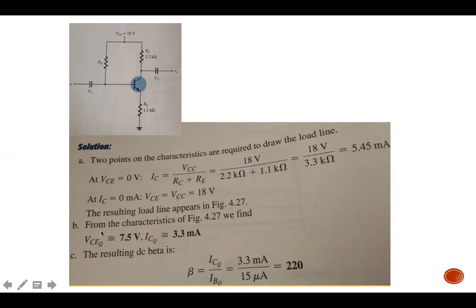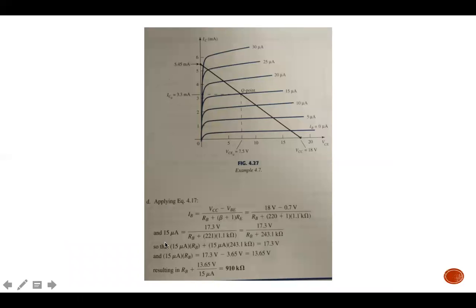Question number 2: from the characteristic of figure 4.27, we find that VCEQ equals 7.5 volt and ICQ equals 3.3 milliampere. So this is the Q point. VCEQ equals 7.5 volt and ICQ equals 3.3 milliampere.